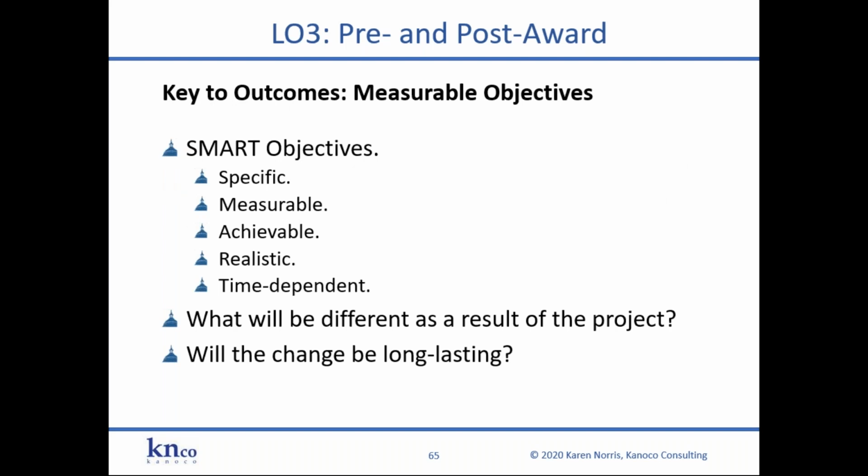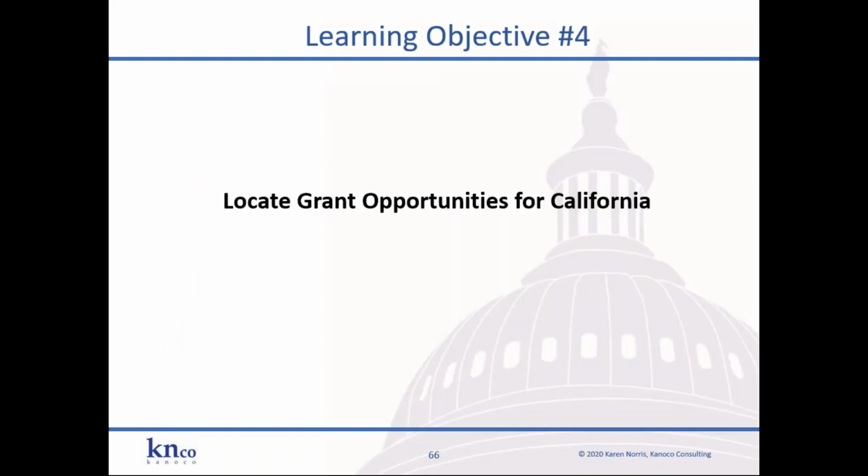So the key to outcomes would be measurable objectives, and a lot of granting agencies are using something called SMART objectives. It's a little template, and it's pretty much the way that second objective was written. It was specific, it was measurable, it was achievable, it was realistic, and it was time dependent within the period of time. Again, what will be different as a result, and can the change be long lasting?